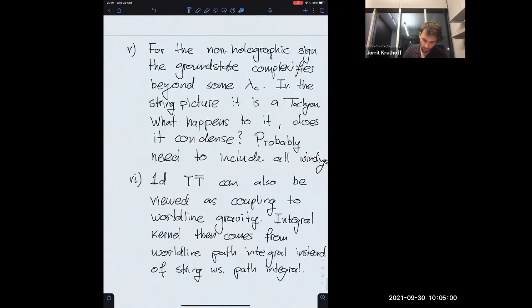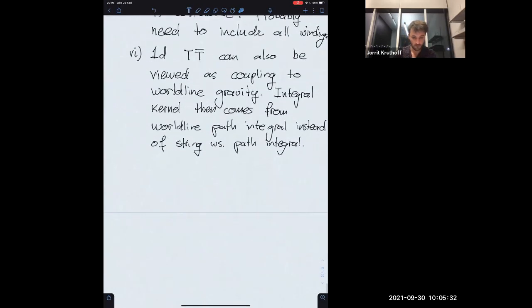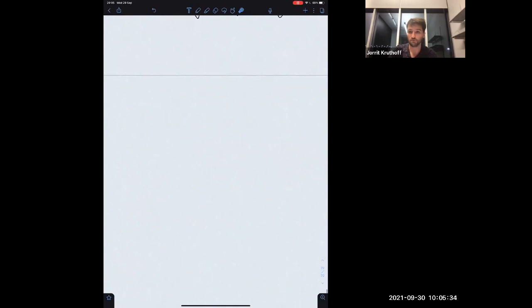Right. And then some final comment: this string picture also exists in the 1D theory, but then it's really coupling to a world-line gravity. So in that regard, it's much simpler. But again, these kernel methods are still there, and I think it would be nice to understand these kernel methods not only in 1D but especially in 2D. There are more of those kernels that give you sensible partition functions. And that was it. Thank you.